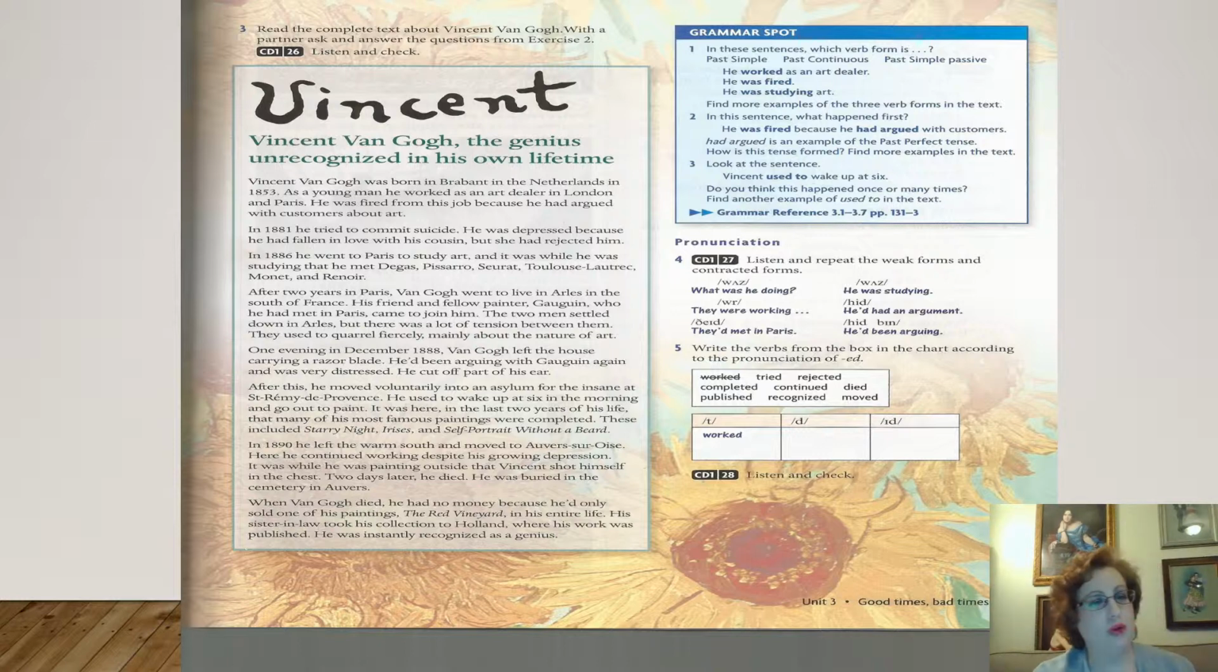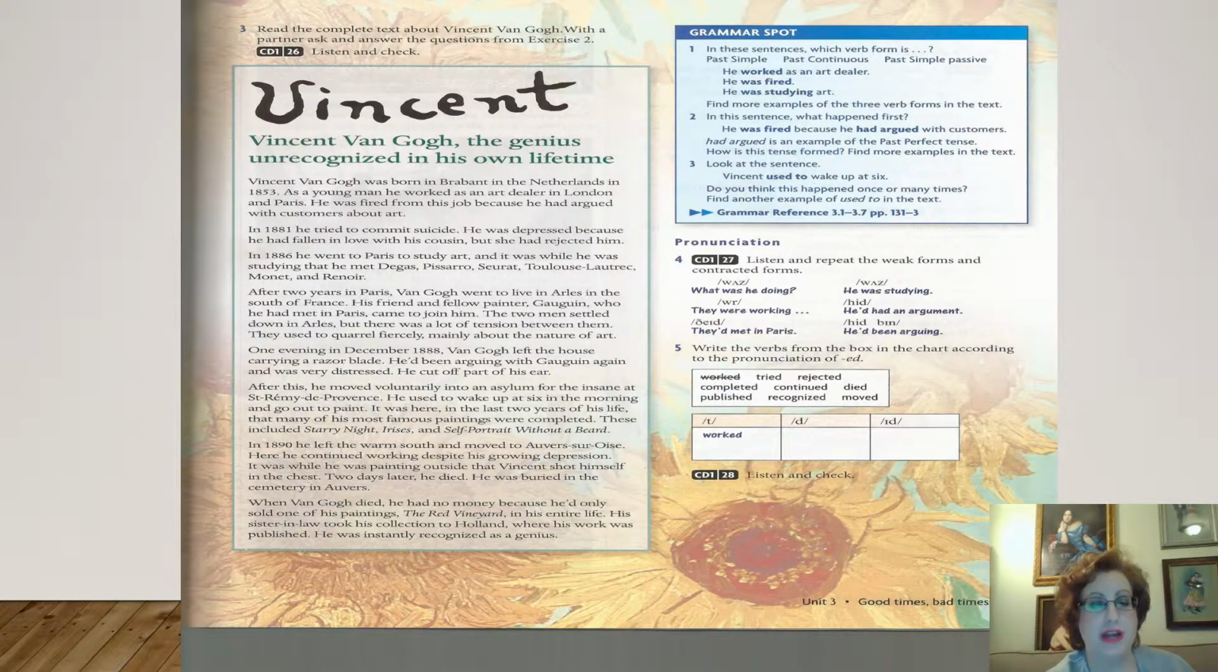In 1881, he tried to commit suicide. He was depressed because he had fallen in love with his cousin, but she had rejected him. In 1886, he went to Paris to study art, and it was while he was studying that he met Degas, Pissarro, Seurat, Toulouse-Lautrec, Monet, and Renoir.